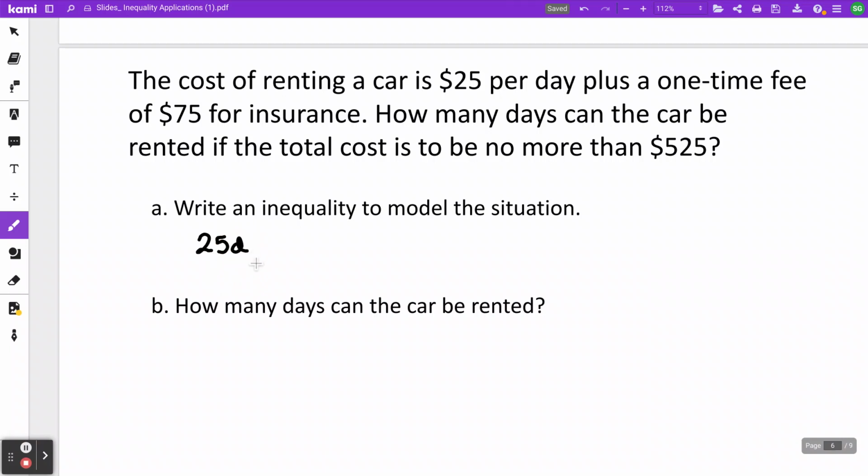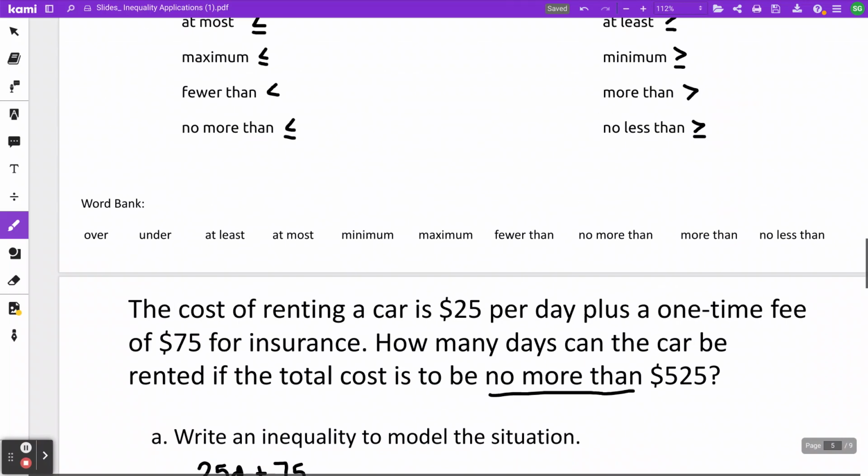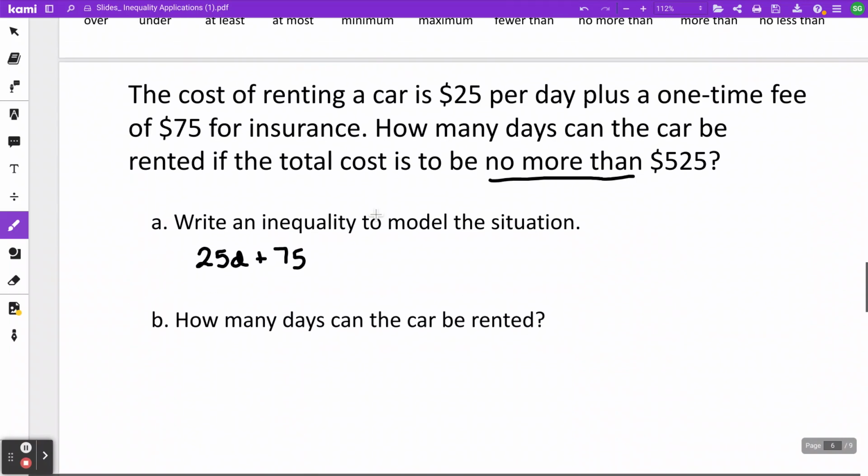$25 per day, and then it says plus a one-time fee of $75. Because it's telling me that fee is one time, I'm not multiplying it at all. It's just a one-time thing. I pay it once. We've got the total cost is to be no more than $525. That's the phrase that's going to help me figure out our inequality sign, and we named it right up here. No more than means it can't be more than. It could be less than, or it could be equal to, just not more than our $525. This right here would be our inequality.